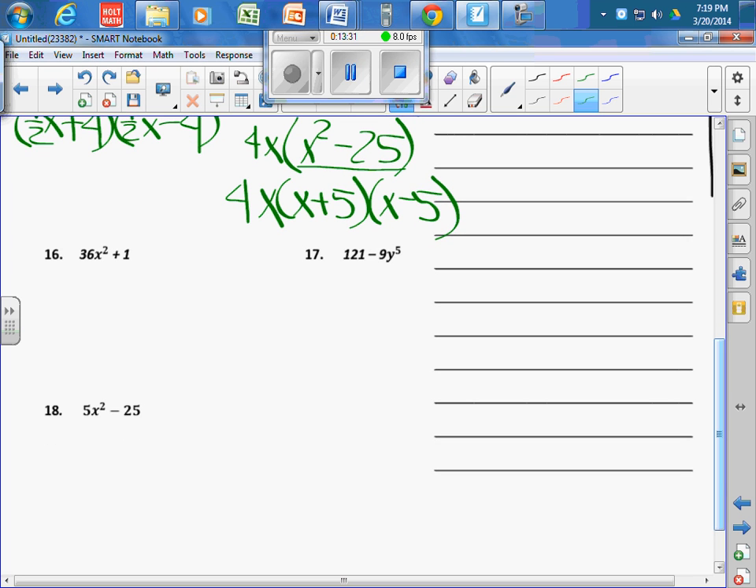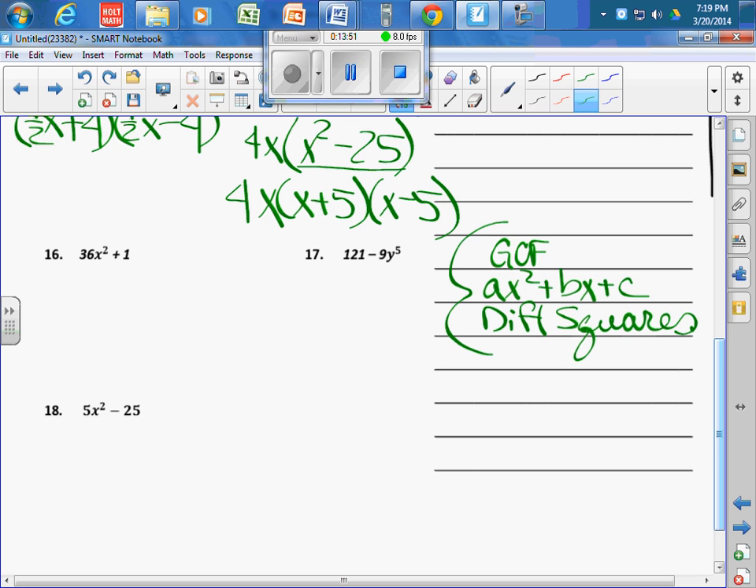Number 16, remember when we're factoring, we're looking for a GCF, always first. Then we need to look to see if it's in the form ax squared plus bx plus c, or a difference of 2 squares. Do we have any of these 3 in number 16? There's no GCF. In order for it to be factored as a difference of 2 squares, I need a minus sign. I don't have that. It's not in the form of ax squared plus bx plus c, so this guy's prime.